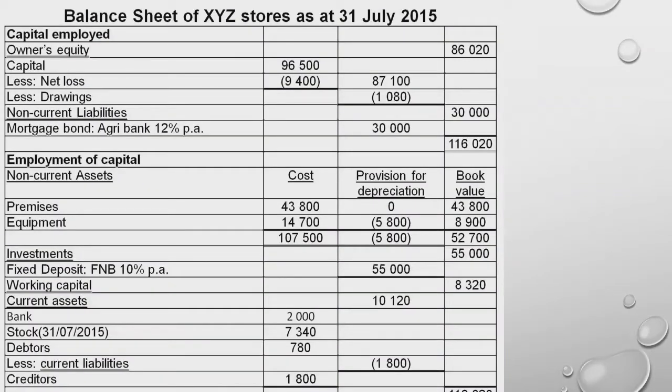Then we have current assets, where we are talking about bank, stock, debtors. They are there. The total made it to 10,120. We have debtor. We have current liabilities. Creditors only 1,800, which should be subtracted from the current assets to get the working capital. Okay.